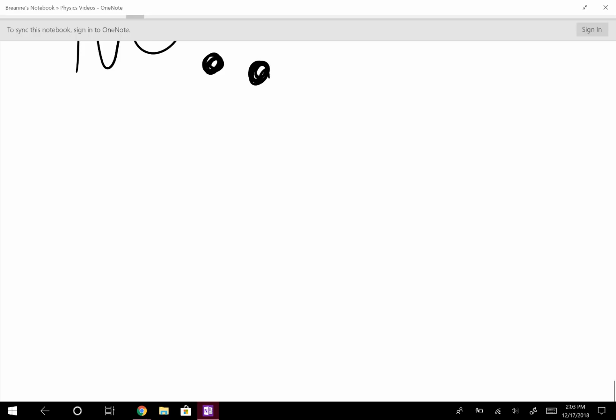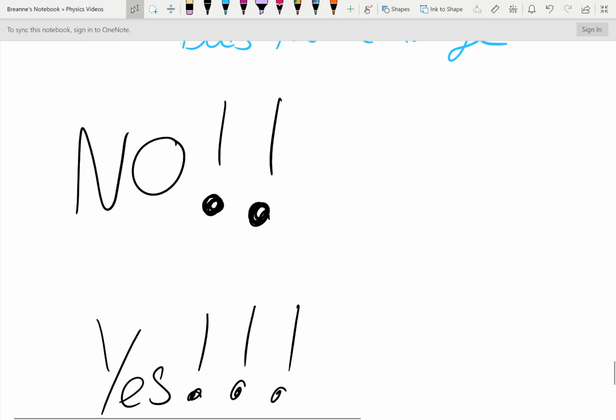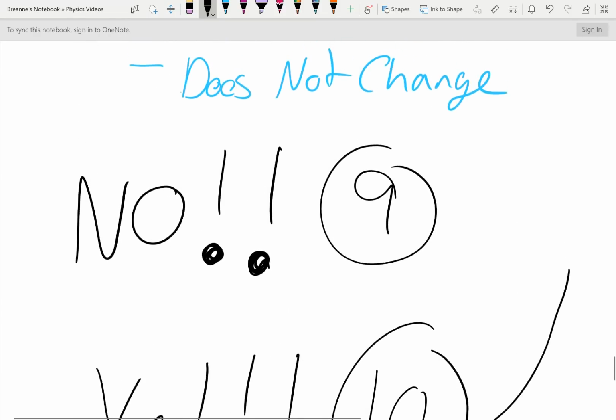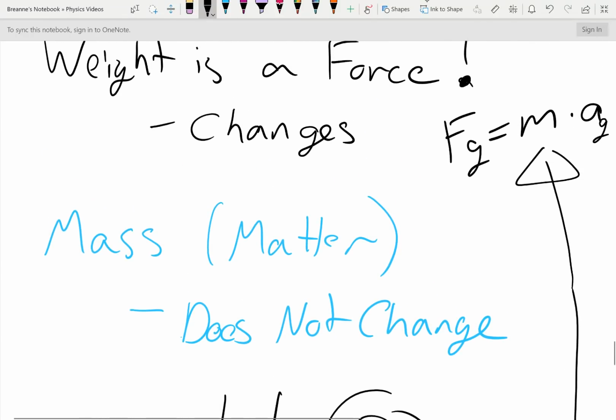Does the weight depend on the acceleration due to gravity? That one's yes. So the no goes with question 9. The yes goes with question 10. It's because it goes back to your weight being a force.